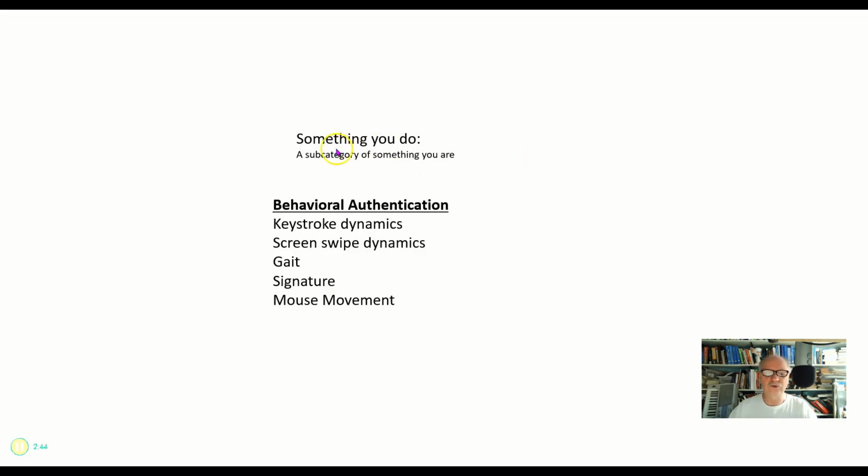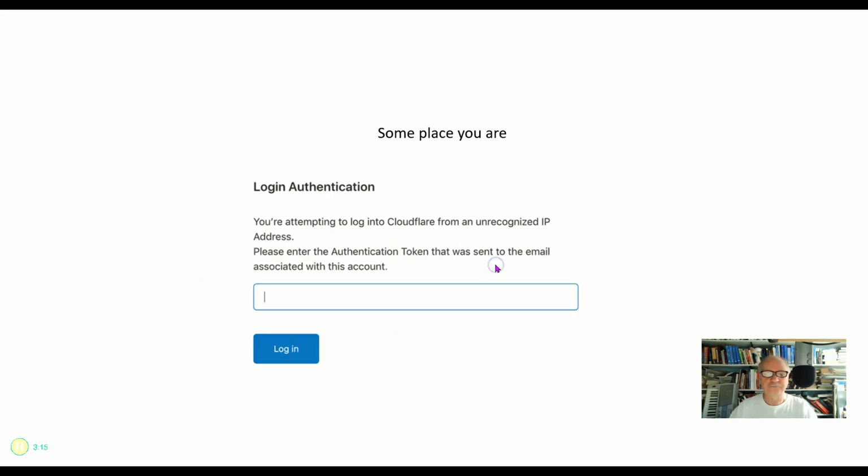Something you do, as I mentioned earlier, is a subcategory of something you are. So things like keystroke dynamics, how you actually type on the keyboard, the way you swipe your screen on your phone, the way you walk, the way you sign your signature, the way you move your mouse. It could even have something to do with the way you use punctuation when you type, or the way that you spell things and the way you capitalize and that sort of thing. All of those are types of behavior that can give away who you are.